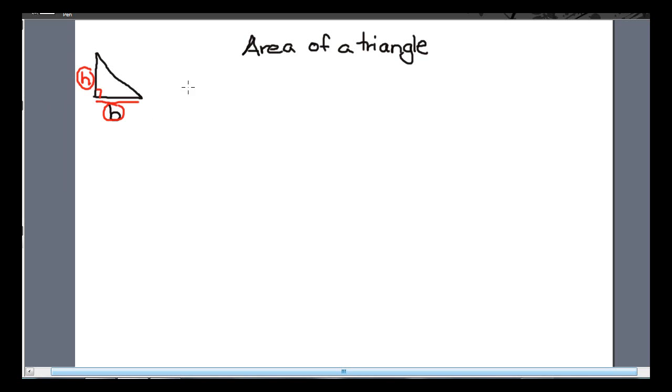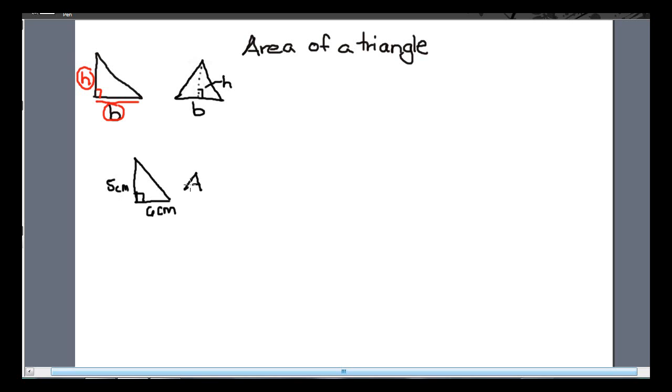Now, this is not the only type of triangle we'll deal with. You may also have to deal with triangles which appear like this. We want to calculate the area of a triangle which appears like this, and we know the base is 6 centimeters and the height is 5 centimeters. Then we can put the numbers into a formula to calculate this.